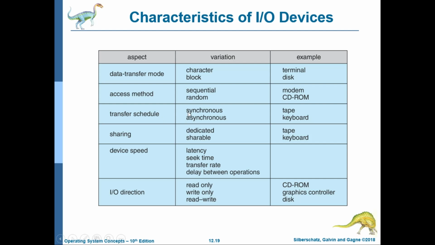Then for transfer schedule, for synchronous, we have the tape, and for asynchronous, we have the keyboard. I already explained why it is asynchronous: because it follows whatever the user types. It does not have any sequence, or it does not follow a time in which the letter will appear on the screen. And then next we have the sharing. For dedicated, it's the tape, and shareable is the keyboard. And then device speed: we have latency, seek time, transfer rate, delay between operations.